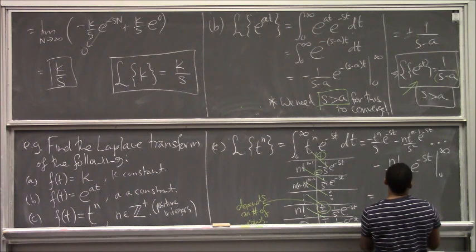How do you know the last term is negative? For negative n factorial over s to the n plus 1, how do you know it's negative, not a positive?